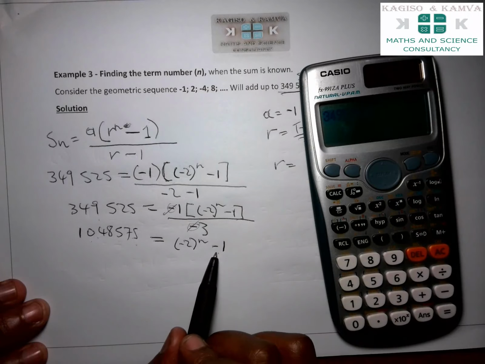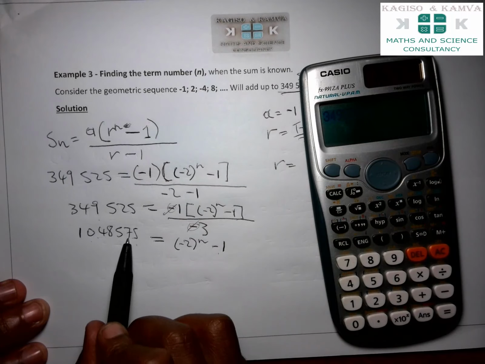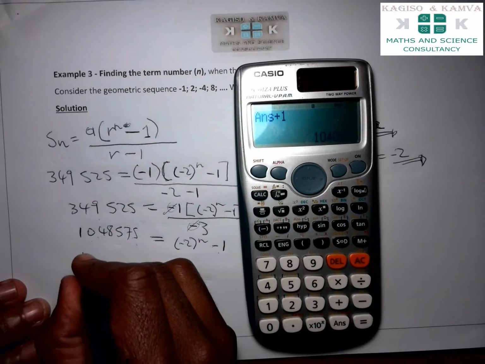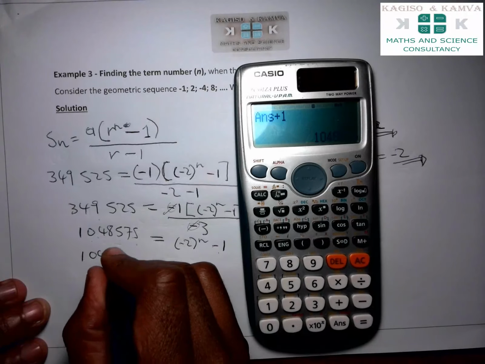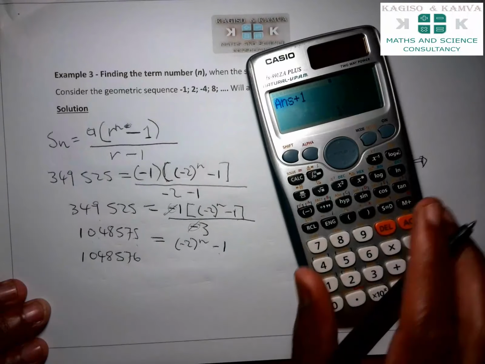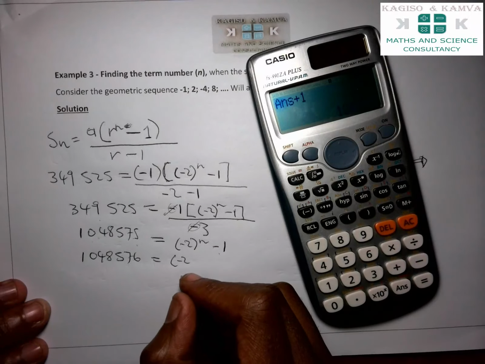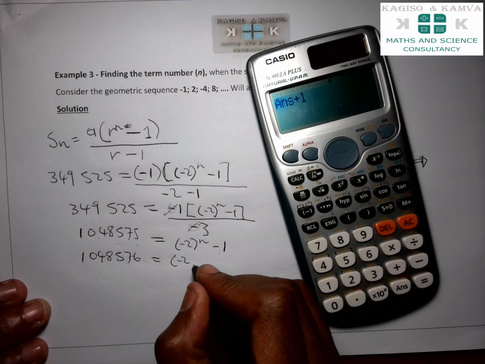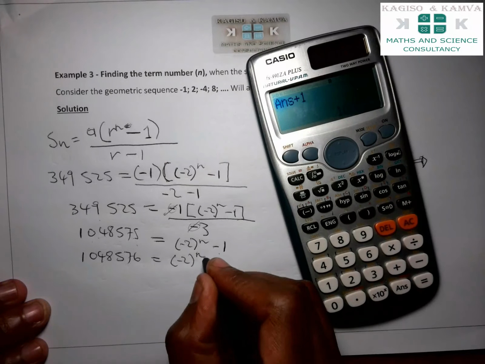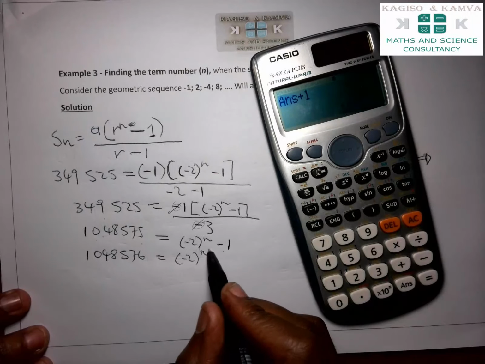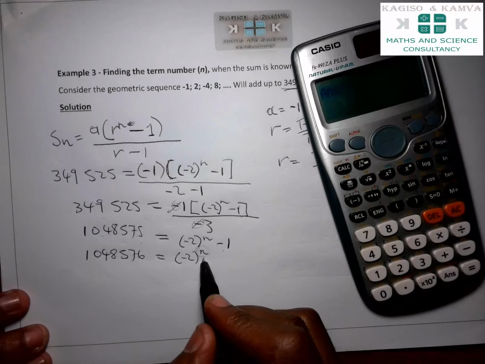Okay, so we're going to transpose this -1 to this side of the equation. Now we're going to have 1,048,576 is equal to -2 to the exponent n, like that. Okay, so now we're looking for that n, which is the exponent.